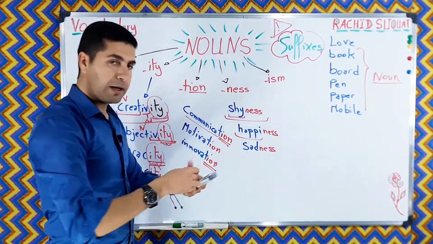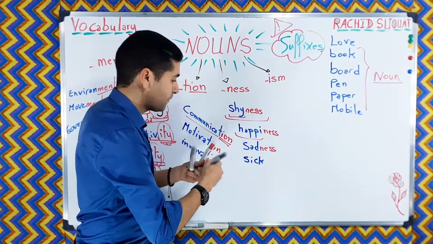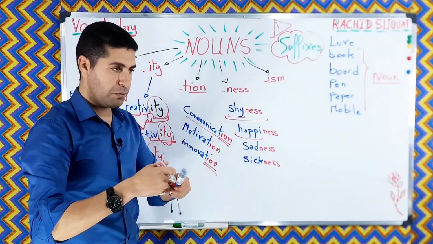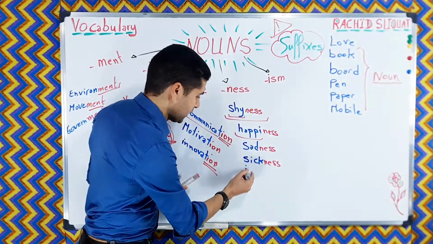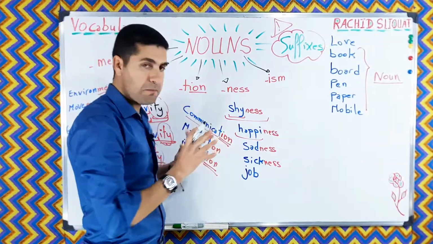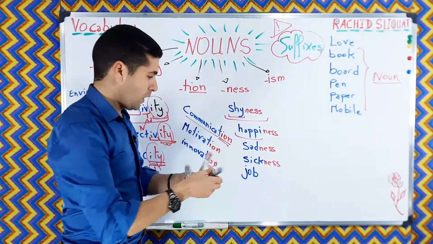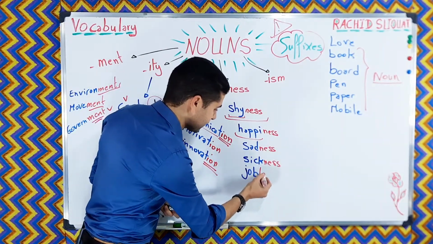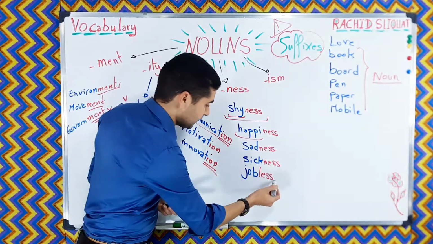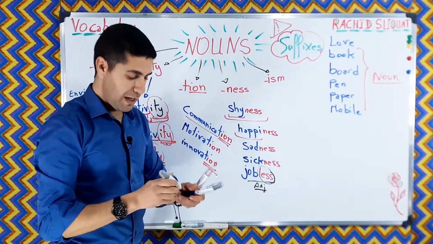Sadness, all right? And we can also talk about someone who is sick, for example, and say sickness, okay? We can find another one like, for example, job. Job is a noun, an independent noun. So we can make it an adjective, and we can say jobless. Jobless is an adjective. Less is a suffix of adjective.